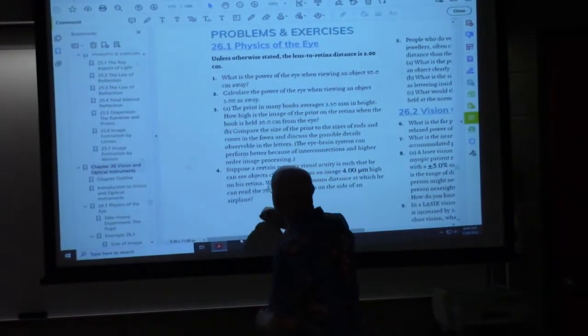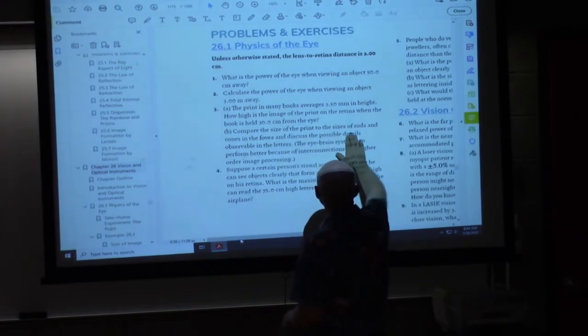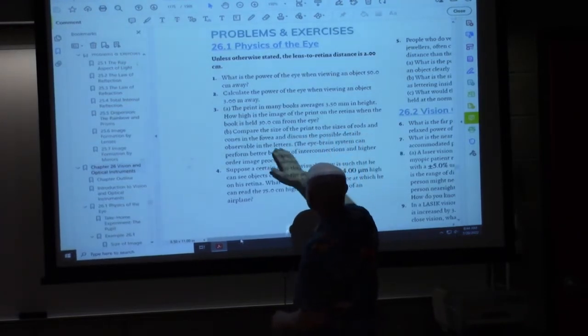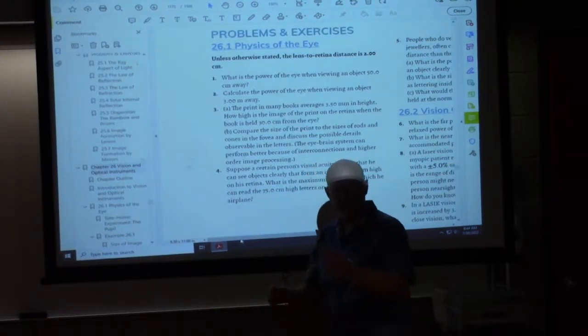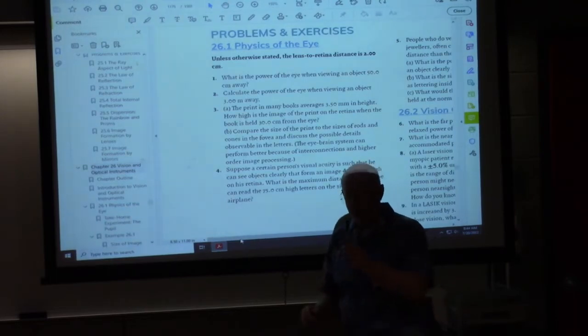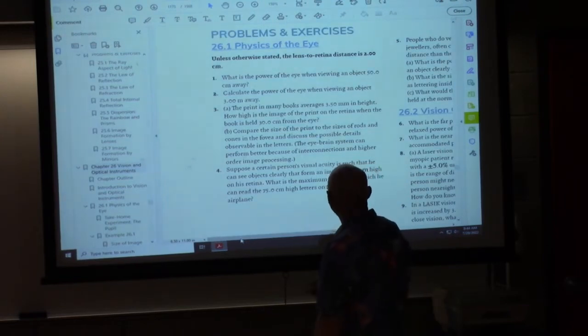Oh, good, they do say something. B, it says compare the size of this print to the size of the rods and the cones in the fovea. And we're back to what I had said earlier. This is kind of what turned me off to life sciences. There's just too many words I couldn't pronounce and read here. And discuss the possible details of observing the letter.